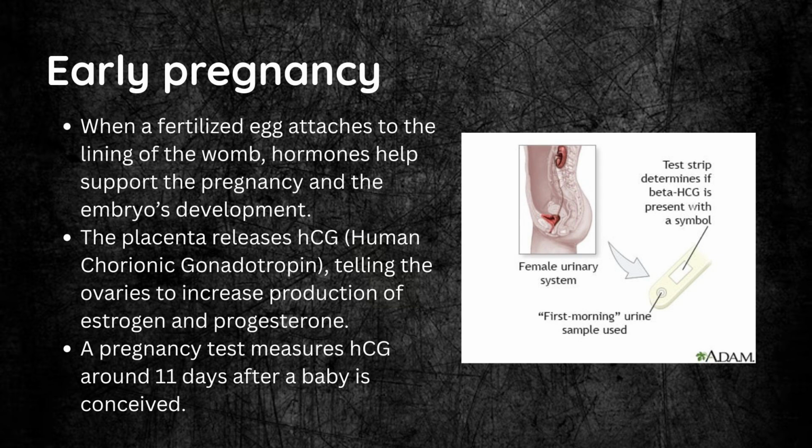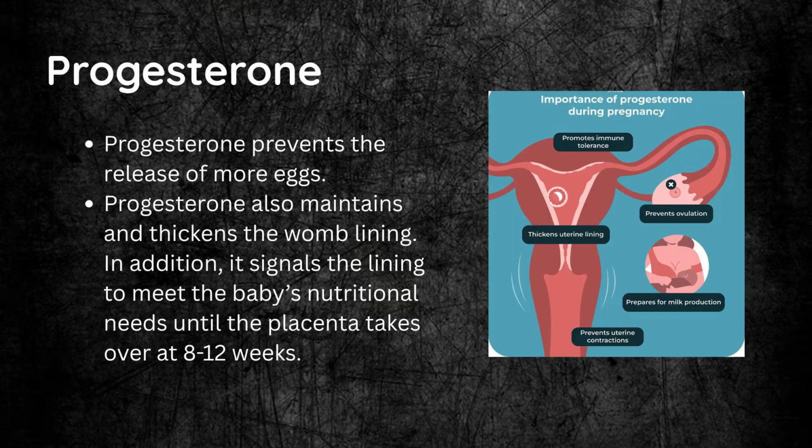HCG levels rise after the conception and continue to rise until about 10 weeks in pregnancy. A pregnancy test measures HCG around 11 days after a baby is conceived, as you can see in the illustration. Estrogen, progesterone, and relaxin support the growth of the placenta. Progesterone prevents the release of more eggs. Progesterone also maintains and thickens the womb lining. In addition, it signals the lining to meet the baby's nutritional needs until the placenta takes over at 8 to 12 weeks.